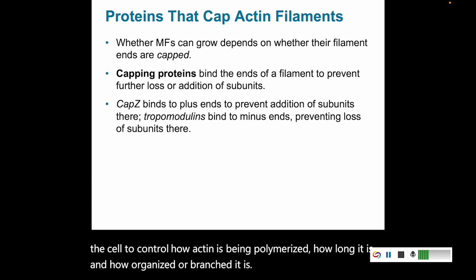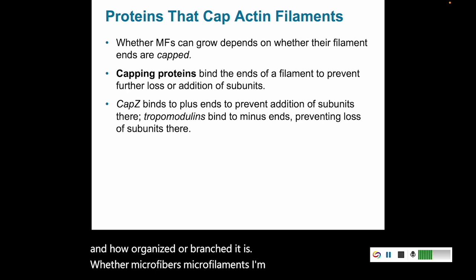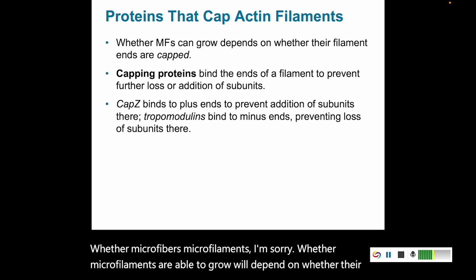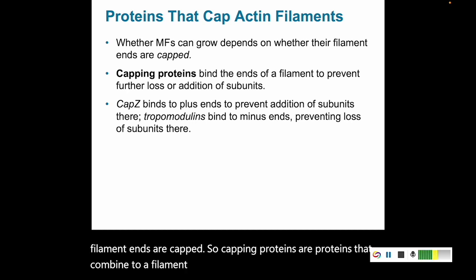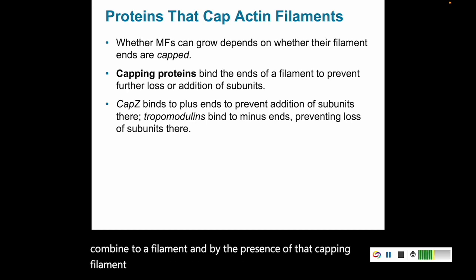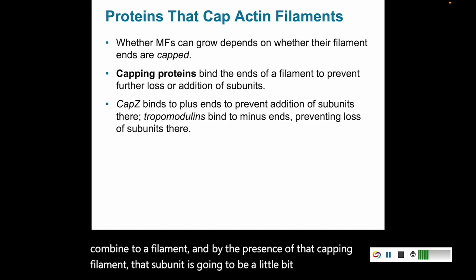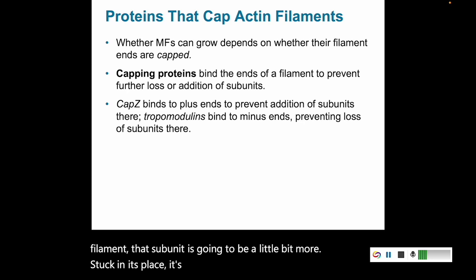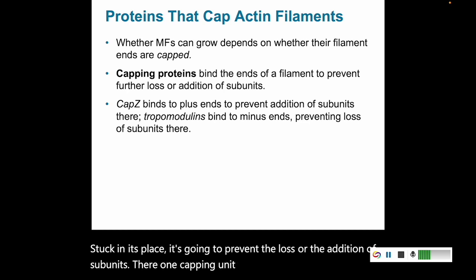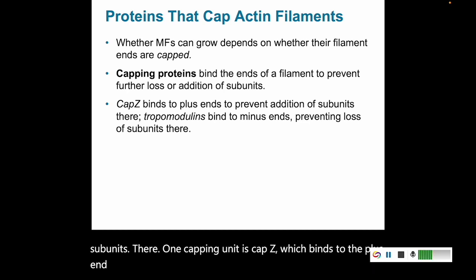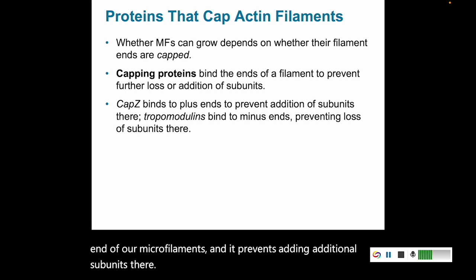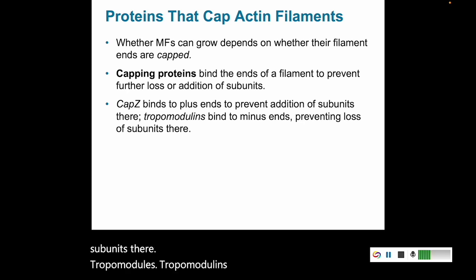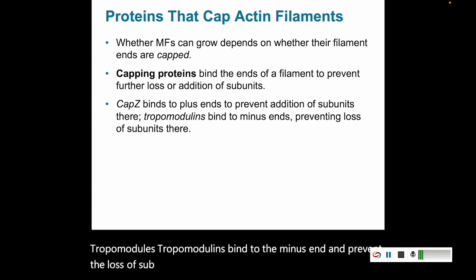Whether microfilaments are able to grow will depend on whether their filament ends are capped. Capping proteins are proteins that can bind to a filament, and by the presence of that capping protein, that subunit is going to be a little bit more stuck in its place. It's going to prevent the loss or the addition of subunits there. One capping protein is CapZ, which binds to the plus end of our microfilaments and prevents adding additional subunits there. Tropomodulins bind to the minus end and prevent the loss of subunits from the minus end.